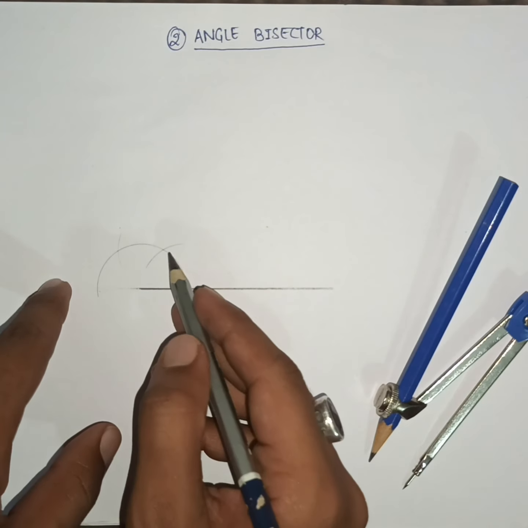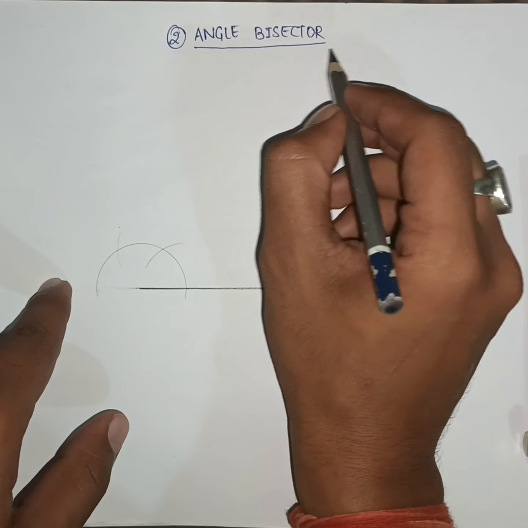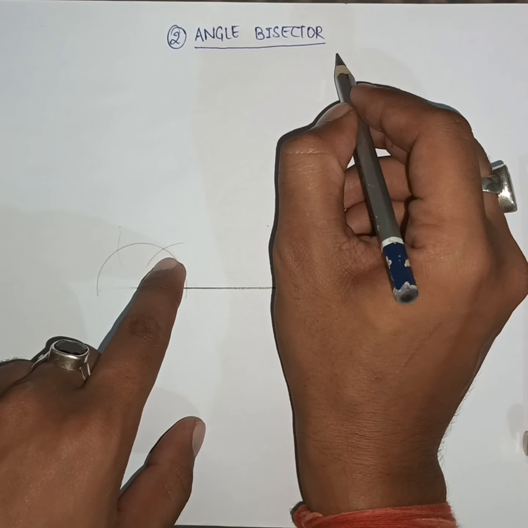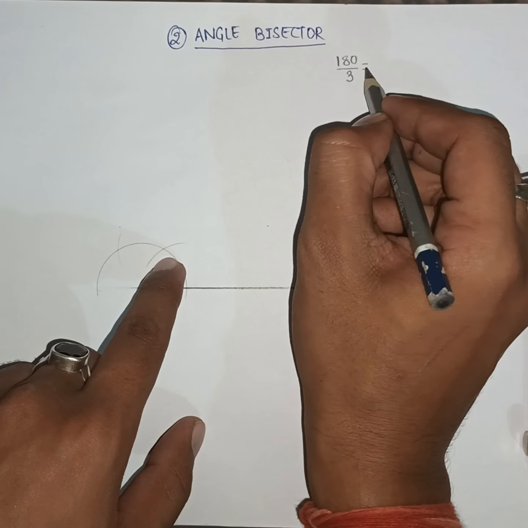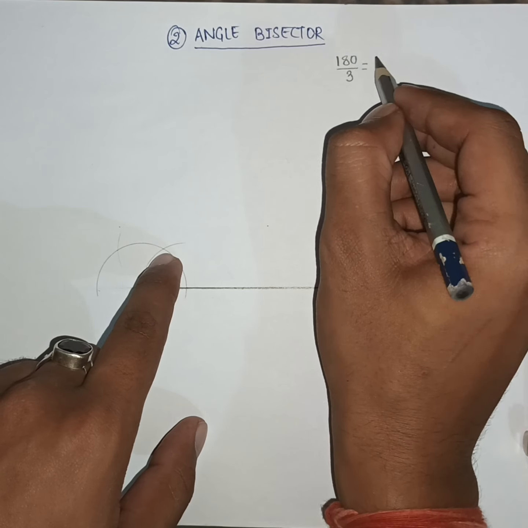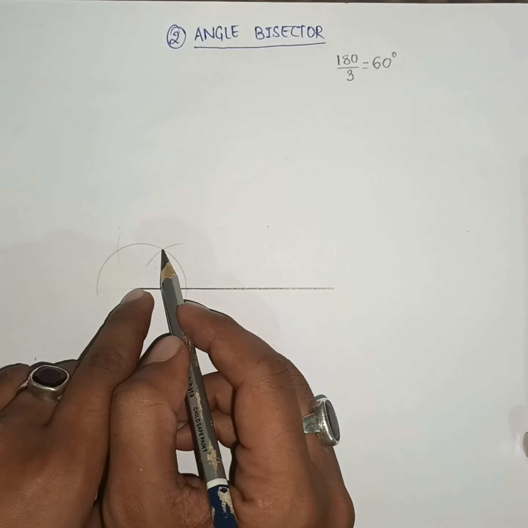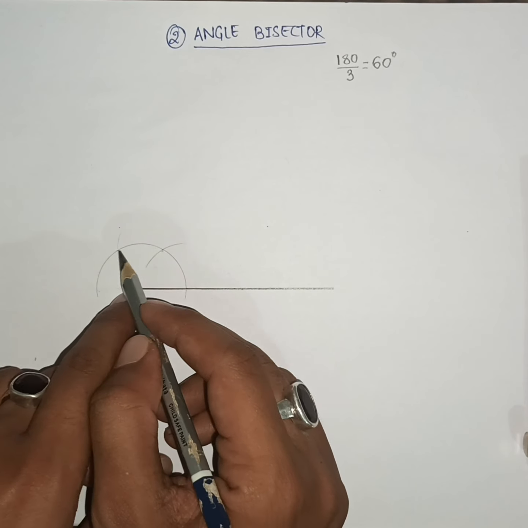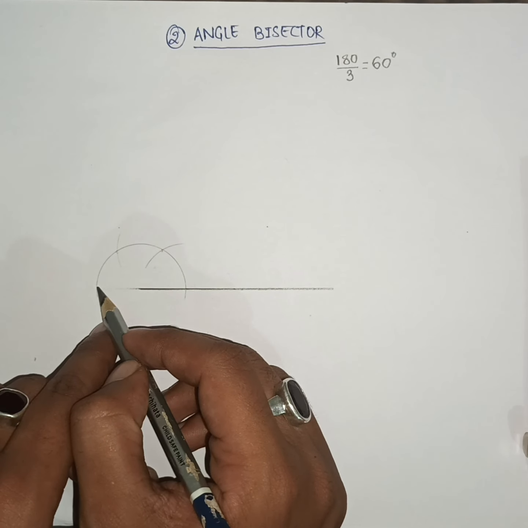Now, if we are dividing this semicircle into three parts, how much do we get as each arc angle? So 180 degrees has been divided into three parts. Therefore, every arc is making a 60 degree angle. That is, from here to here, it is a 60 degree angle. From here to here, it is a 60 degree angle. From here to here, it is a 60 degree angle.